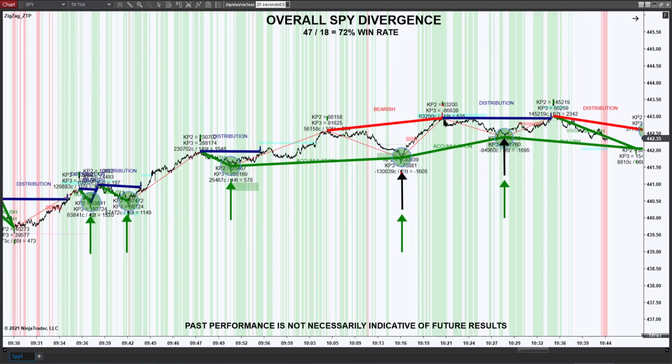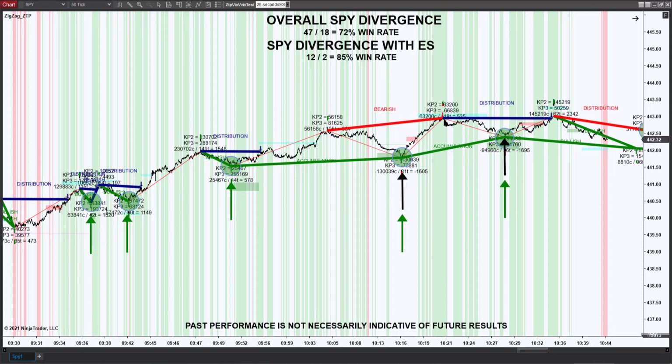So now when we look at the overall win rate, we have to, of course, remember that past performance is not necessarily indicative of future results. We saw a total of 65 trades, of which 47 were winners, which comes out to be about a 72.3% win rate.